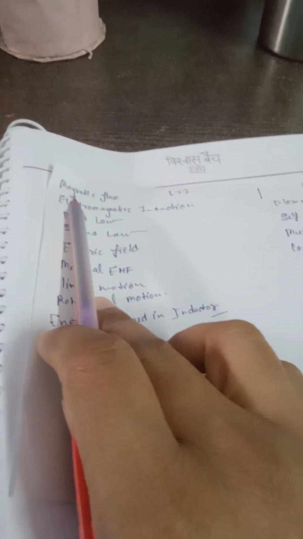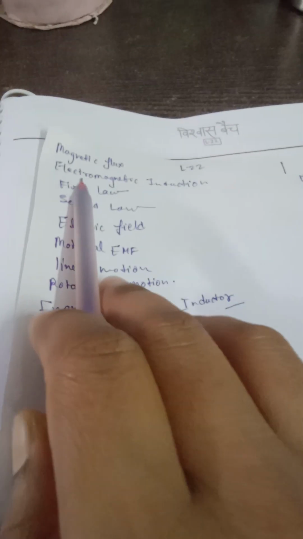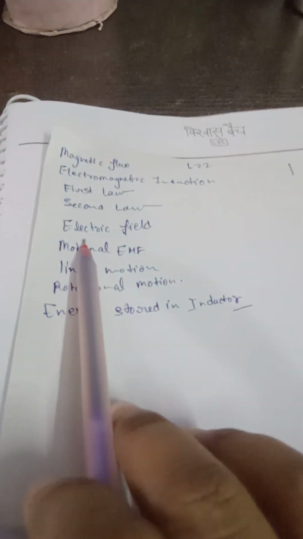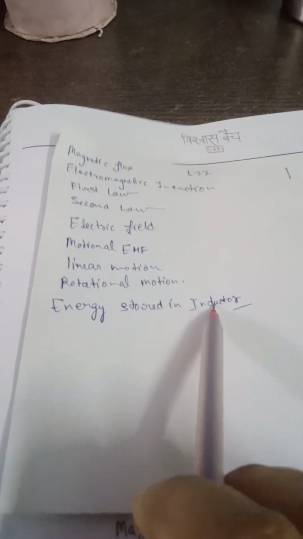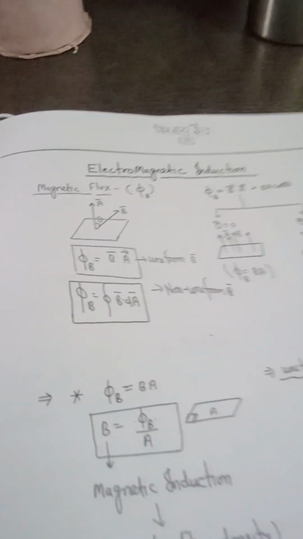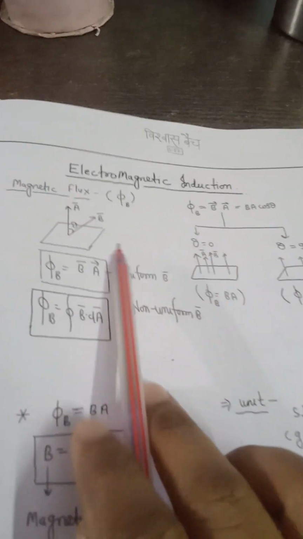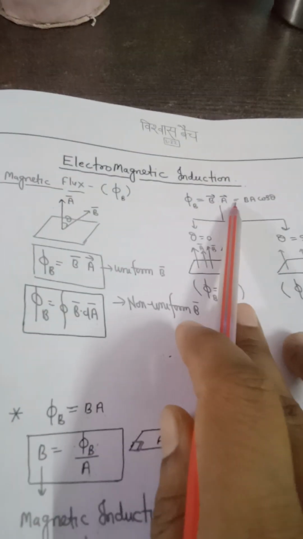In this class, I will define magnetic flux, electromagnetic induction, first law, second law, electric field, motional EMF, linear motion, rotational motion, and energy stored in an inductor. So this is our electromagnetic induction.